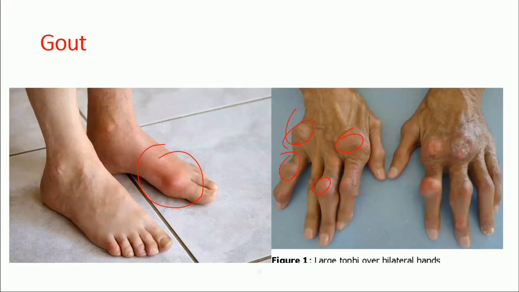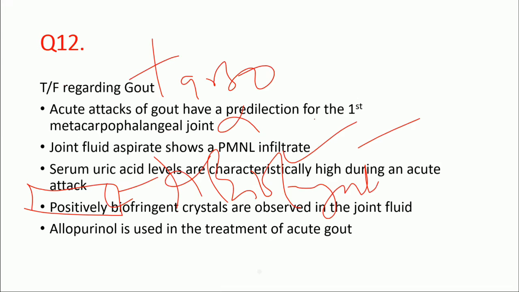If we go back to this, the statement that allopurinol is used in acute gout is false. It is used in preventing recurrent attacks of gout. So it is mostly used for the chronic management. That is what we mainly use it for.